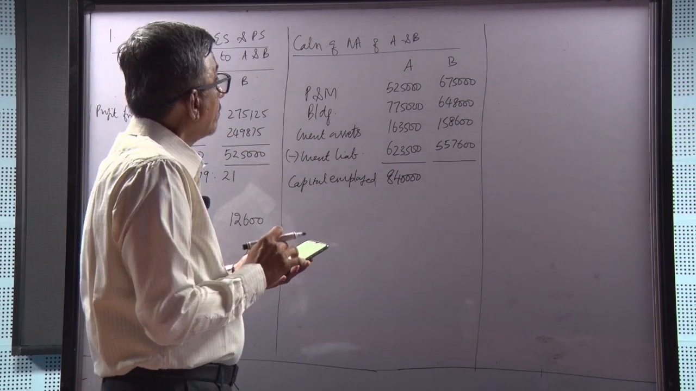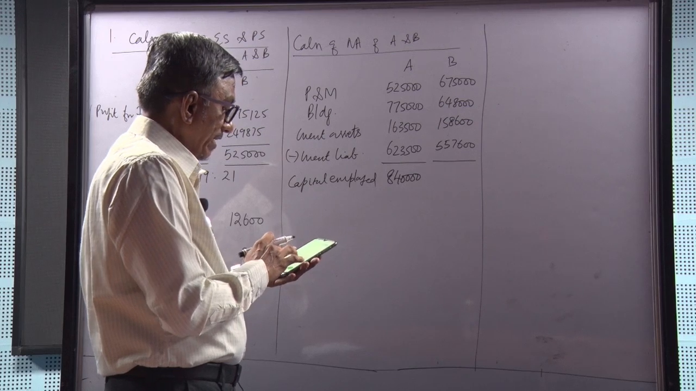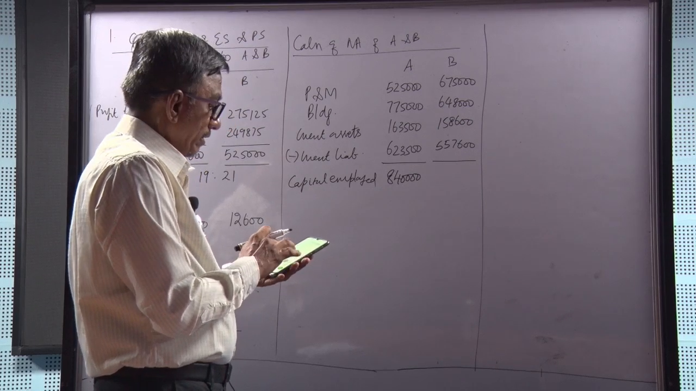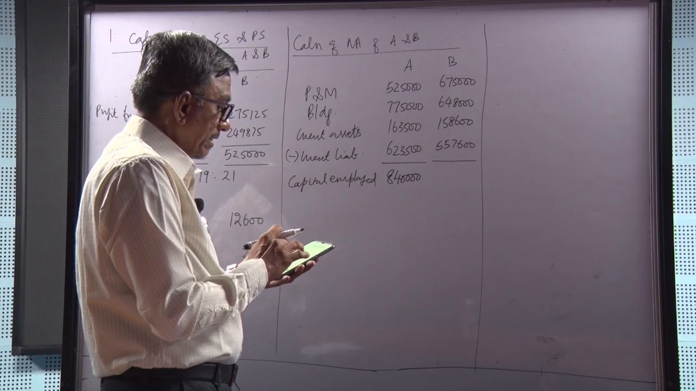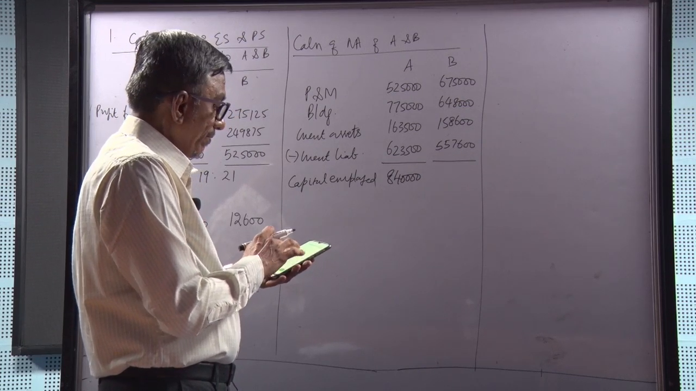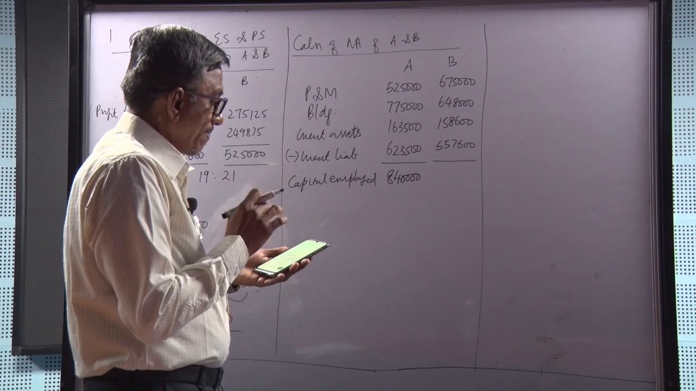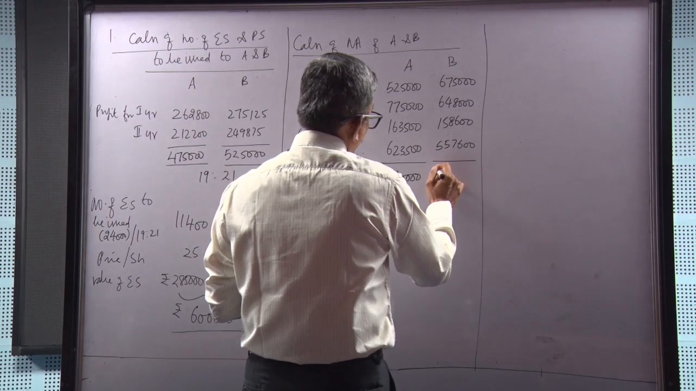Similarly for B, 6,75,000 plus 6,48,000 plus 158,600 minus 557,600. That is 9,24,000.